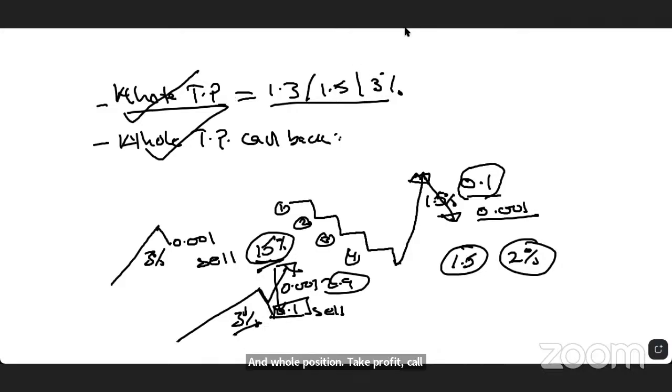If you have understood whole position take profit and whole position take profit callback, give me a 2 in the chat. We move.